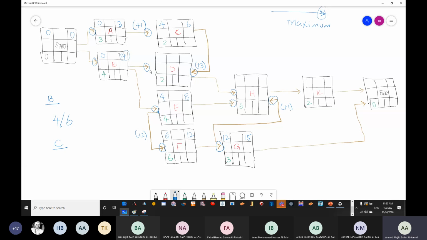Now in D, you can see that the arrow now is coming from the side of 6. So 6 plus 3 is going to be 9. Is 9 acting on the right side or the left side? So once again, 6 plus 3 is 9. So 9 is going to come on the right side. If 9 is coming here, 9 minus 2 is going to be 7.